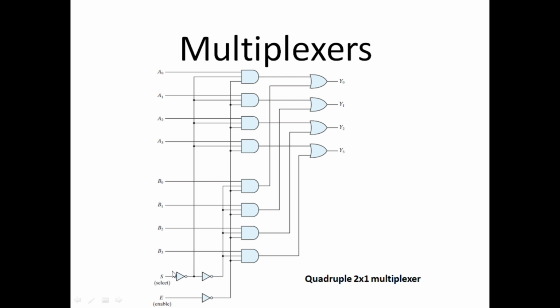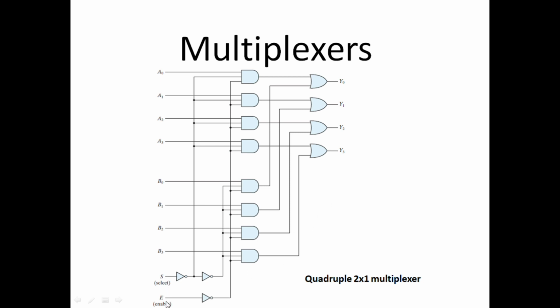If it is 0, the upper group is selected. When it is 1, the lower group is selected. And apart from selecting any of these groups of inputs to be connected to the 4 outputs, either this group can be selected to be connected to the output lines, or the lower group of inputs can be connected to the output lines. This is the job of the select line.